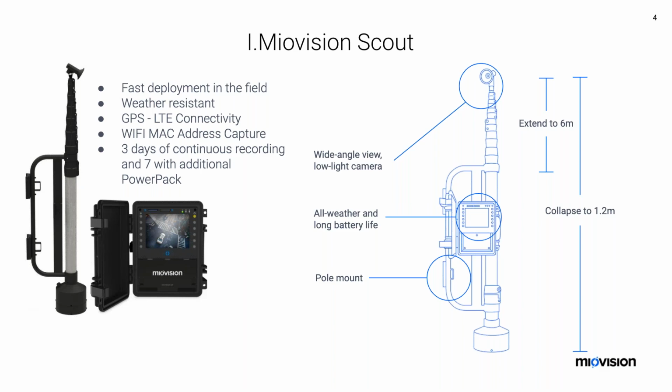On the right-hand side, you see the schematics. Without an extended pole, we are talking about 1.2 meters in height. And if you start extending the pole, you get a great bird's eye view from 6 meters above the ground, supported by our wide angle camera. If you'd like to learn more about the Scout, feel free to ask questions or talk to one of our sales reps if you're not familiar with the solution already.